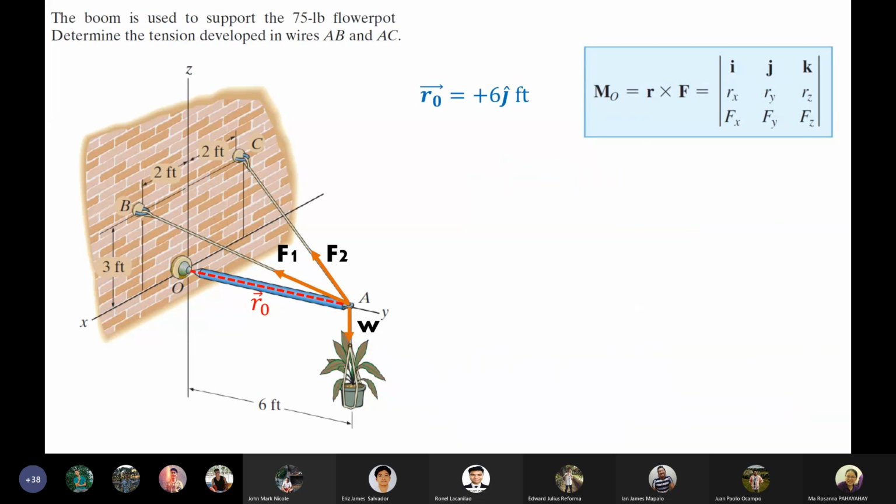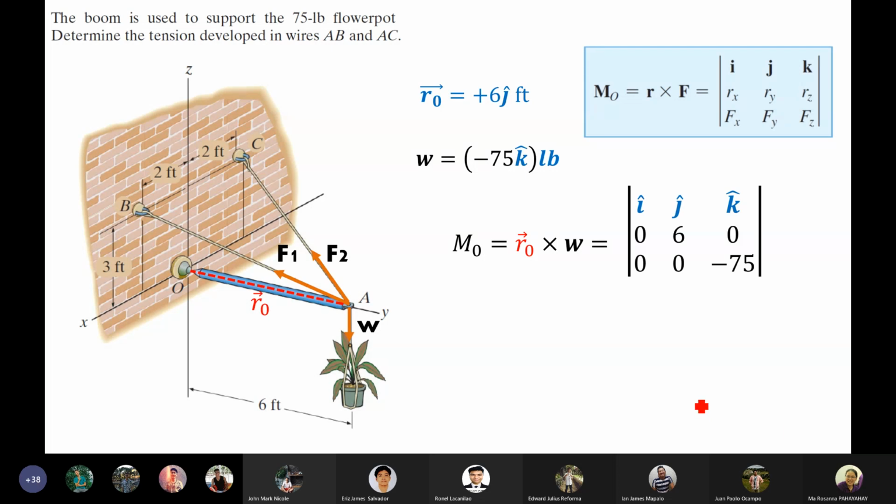Do not forget the weight. So we will also have the moment of force of the weight, which is somewhat easy. That is 0, 6, 0 for the moment arm, and for the weight, that is negative 75 pound k hat. That will be 6 times negative 75. If you cover this one, the i, 6 times negative 75 minus 0. Then if you cover this, it is still 0, and if you cover this, it is still 0.